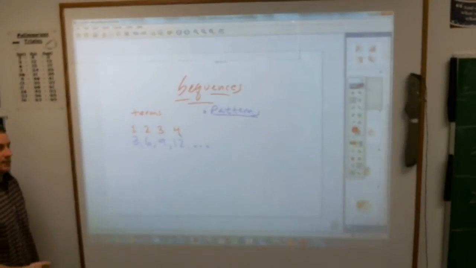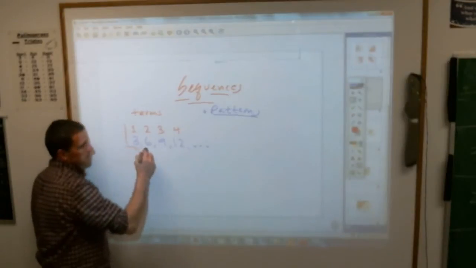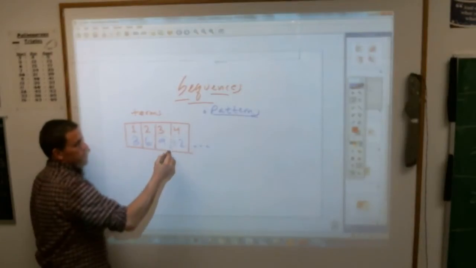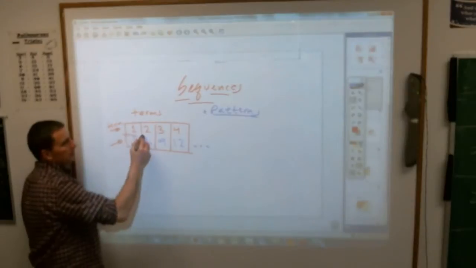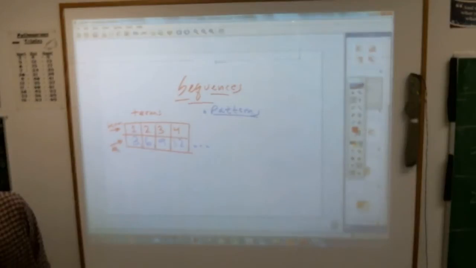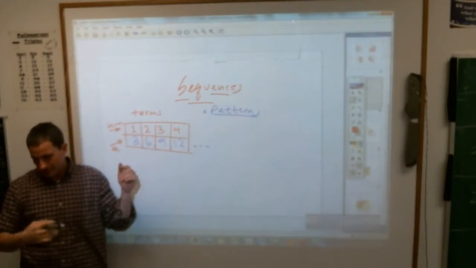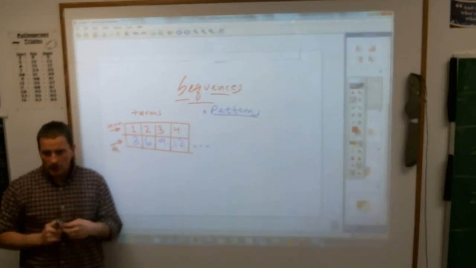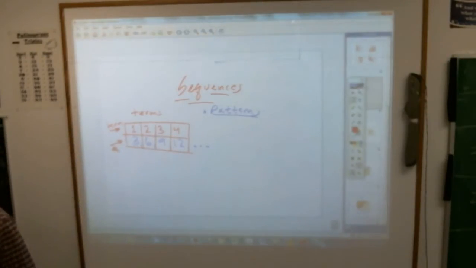A lot of times, they will make this look like a table form, where this is the term, and that is the number of the term. So, for example, if I ask you what is the 6th term of that sequence, you would probably tell me the 6th term is 18. Yeah, probably 18.